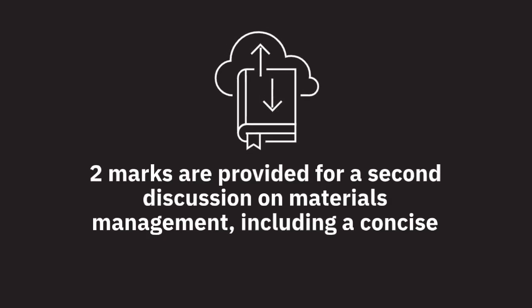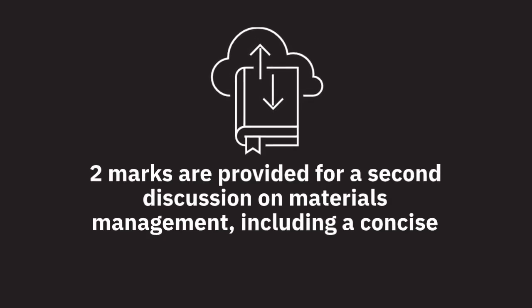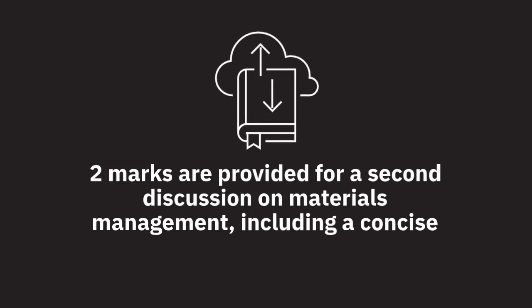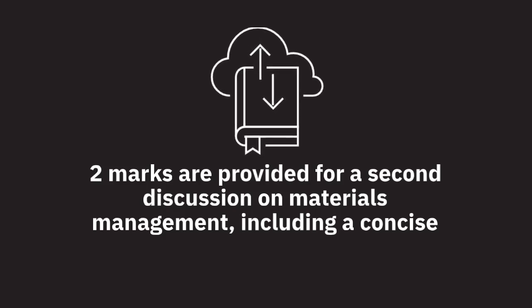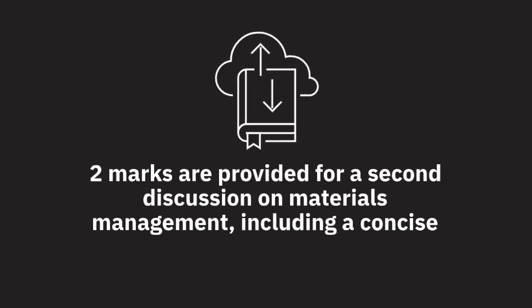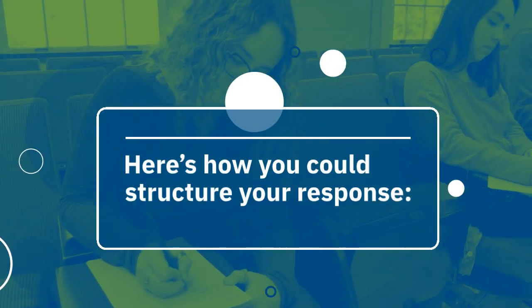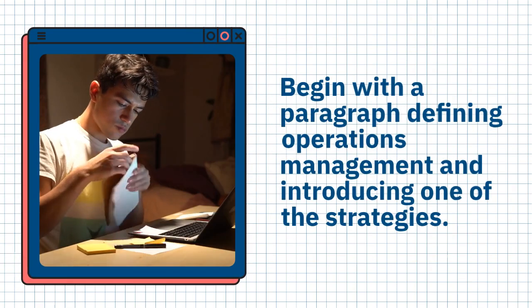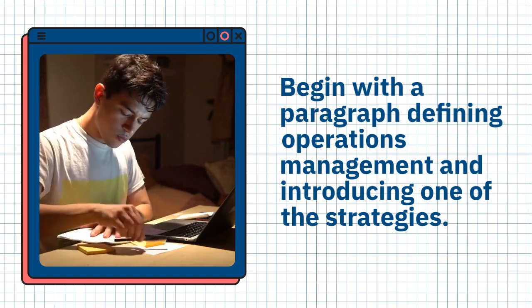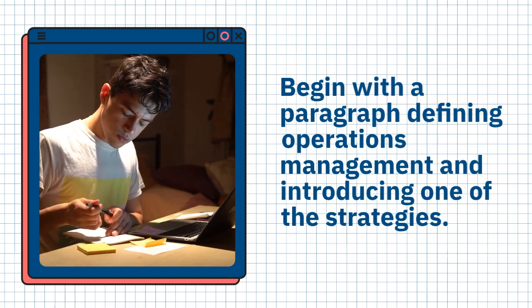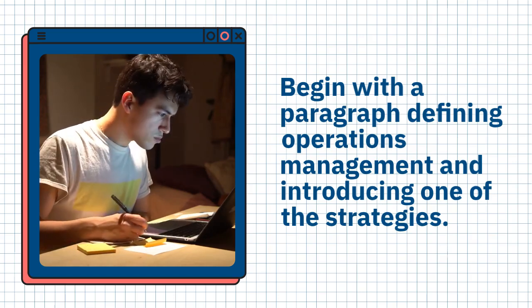2 marks are provided for a second discussion on materials management, including a concise explanation of the strategy and its ethical and socially responsible management practices. Here's how you could structure your response. Operations management. Overview. Begin with a paragraph defining operations management and introducing one of the strategies.